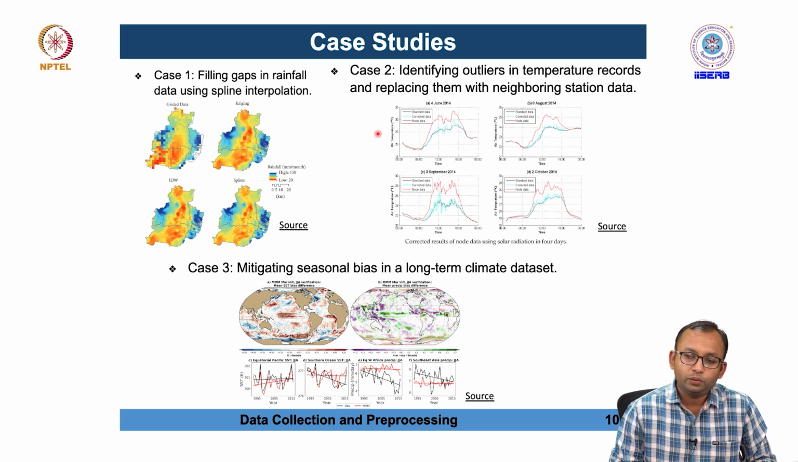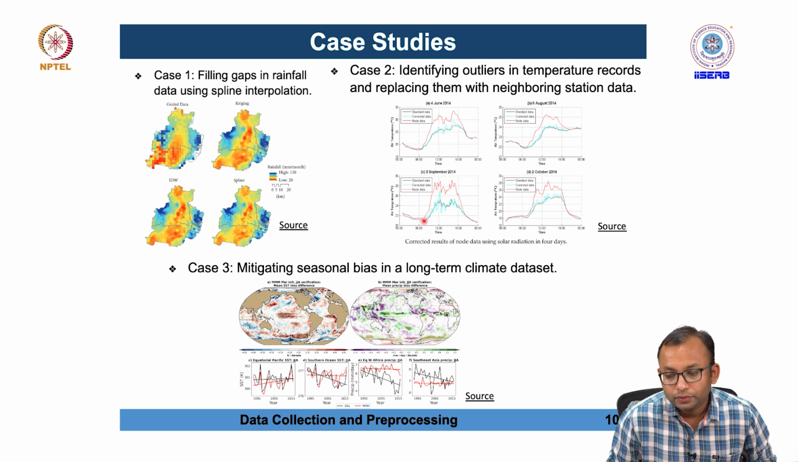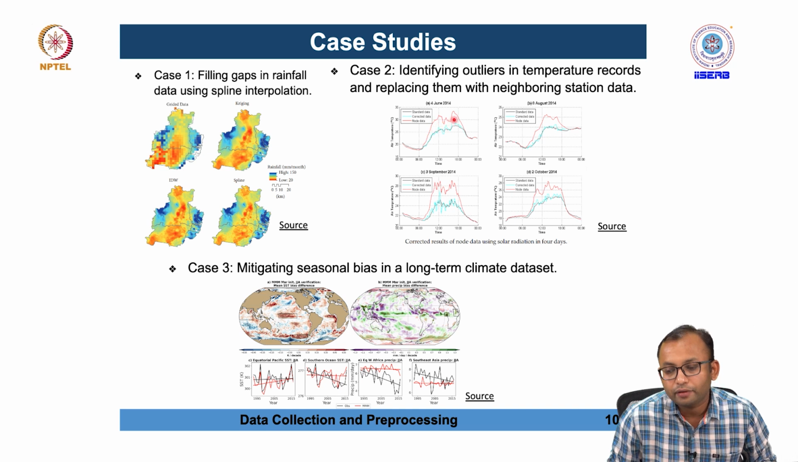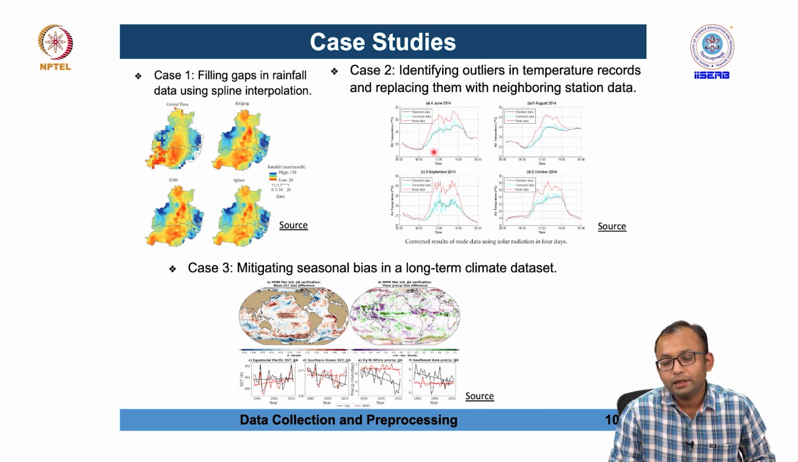In case study 2, basically they have done some outlier detection and replaced them with the neighboring station data set. Suppose we have a data set where we have some outliers. We use the data in the neighboring stations or neighboring locations, and then we can remove the errors, outliers or higher values present in the data set based on the local or neighboring information.